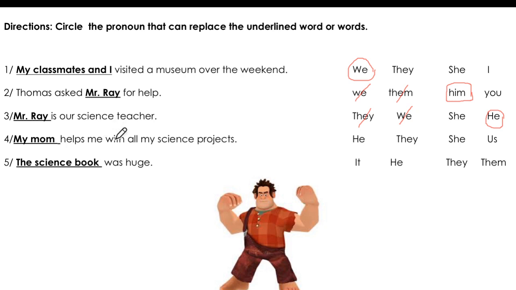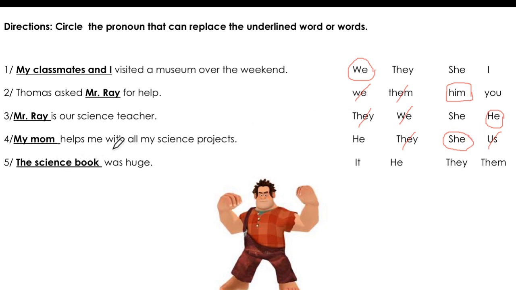My mom helps me with all my science projects. My mom. Is it one or many? One mom. So we cannot use they because it's plural. We cannot use us because it's plural. You have a choice between he and she. My mom. She. For the girls, we always use she.